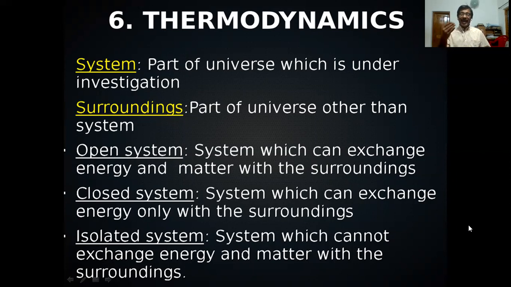Now the third one is isolated system. Closed system, an example is water kept in a closed vessel. It will take energy from the surroundings, but the matter, that means water cannot move to the surroundings because the system is closed. A closed system will not allow the movement of matter to the surroundings.